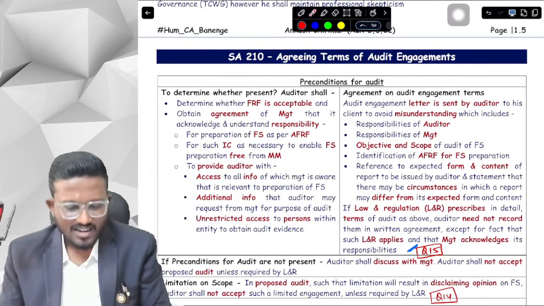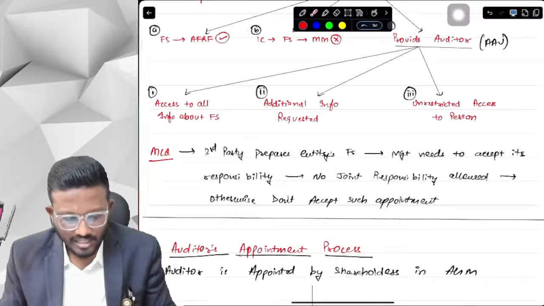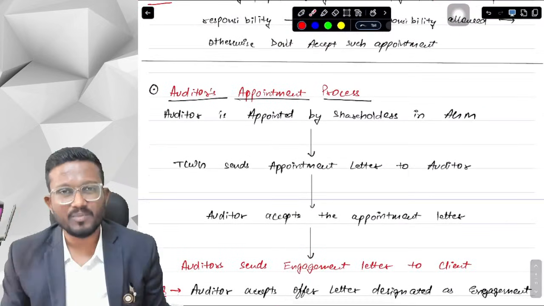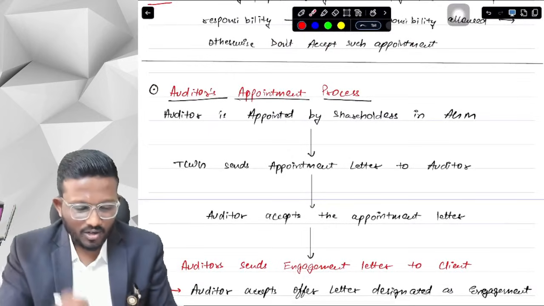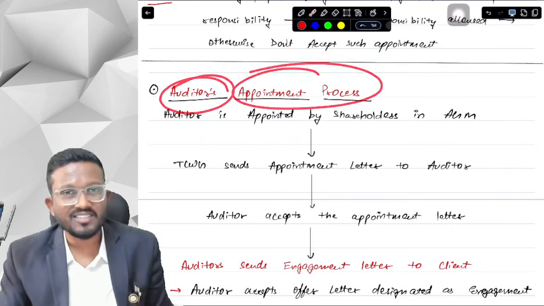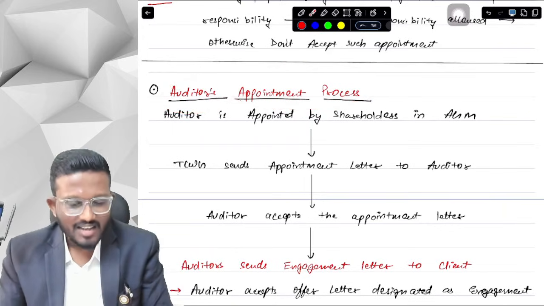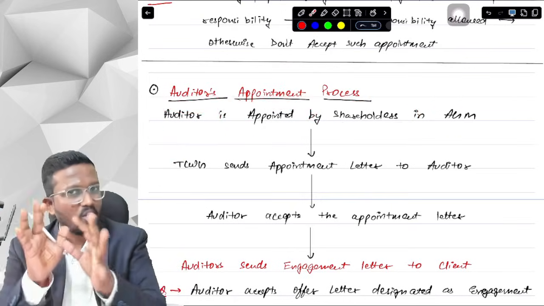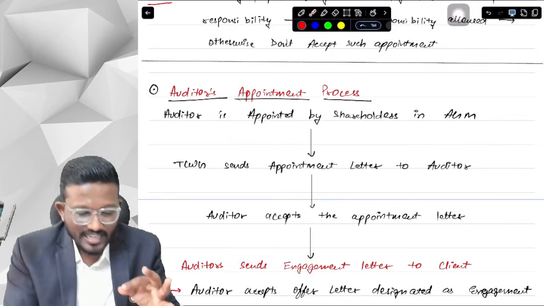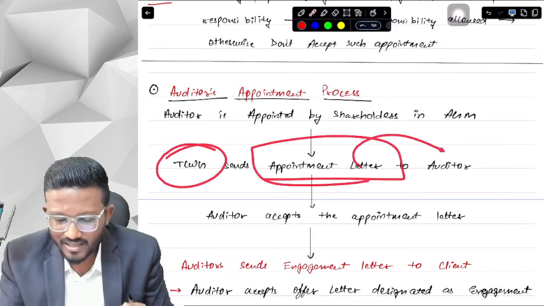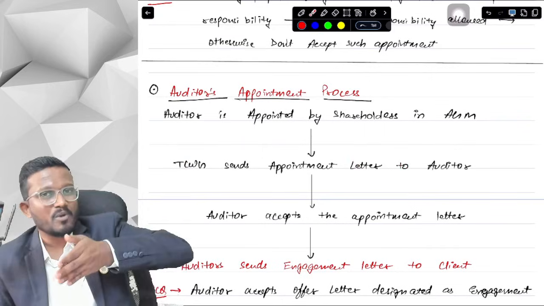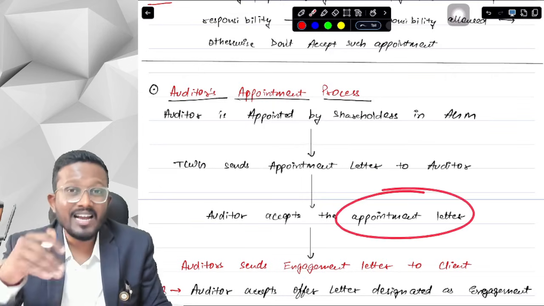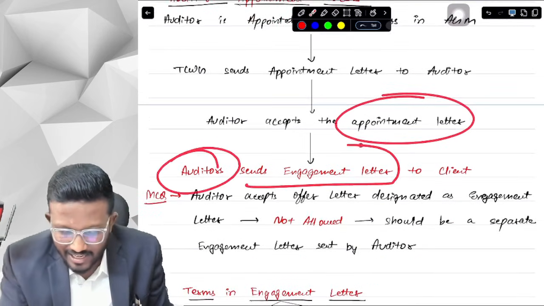Okay, yes sir. Now let's talk about what the actual terms, or basically the agreement between the auditor and the management, are. First of all, let's talk about the process. What is the auditor's appointment process, sir? We discussed it already in the last class as well. First of all, the auditor is appointed by the shareholders in the AGM, and then TCWG sends an appointment letter to the auditor. The company sends an appointment letter, the auditor accepts the appointment letter, and in return, the auditor sends an engagement letter to the client.